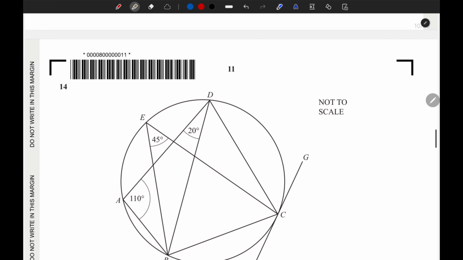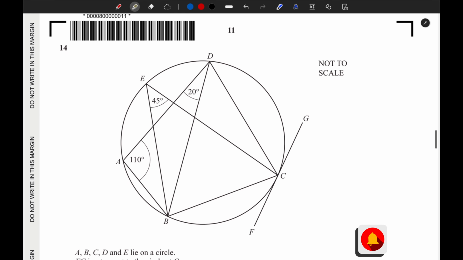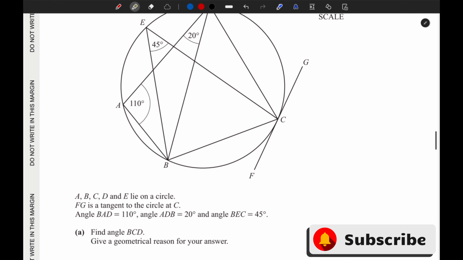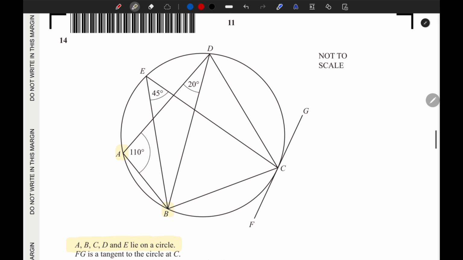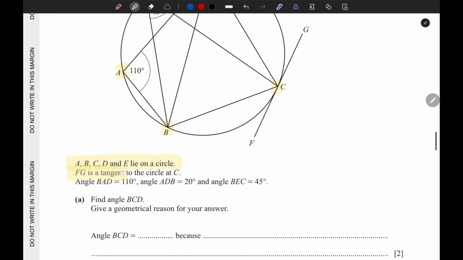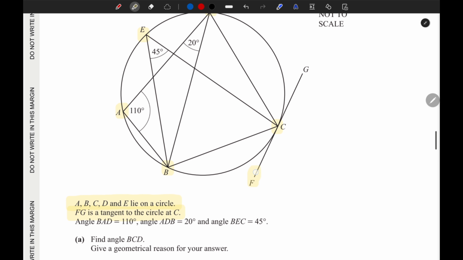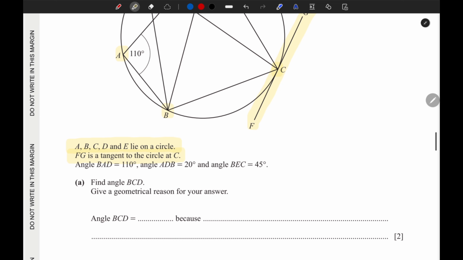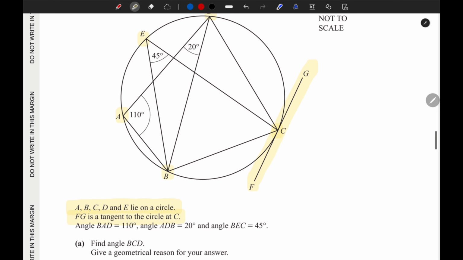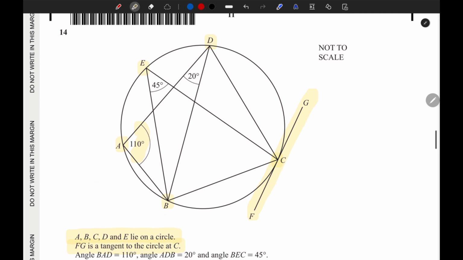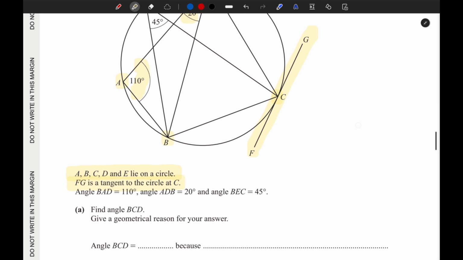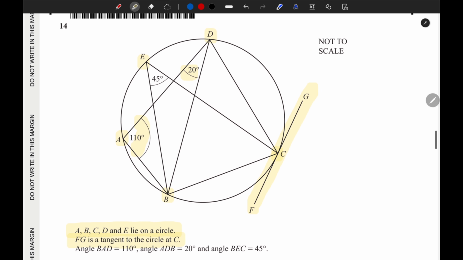Okay, the next one. So they have given you this figure. A, B, C, D, E lie on a circle. So you can see A, B, C, D, E. They lie on a circle. FG is tangent to the circle at C. So this one is the tangent to the circle at C. Angle BAD is 110. BAD, this is 110. Angle ADB is 20. ADB, okay, this is 20. And angle BEC is 45.